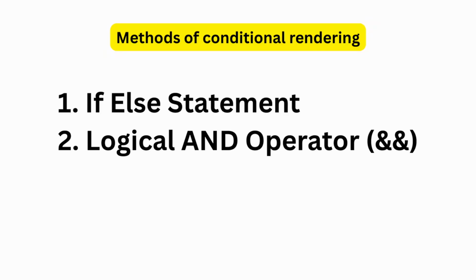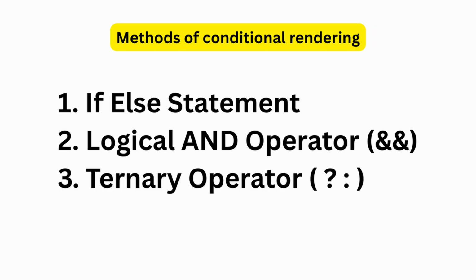Conditional rendering is used to produce a result if a condition is met, and produce another result if the same condition is not met. The result will either be true or false, which means whether the condition is met or not met. There are three methods of doing conditional rendering: if-else statement, logical AND operator, and ternary operator.